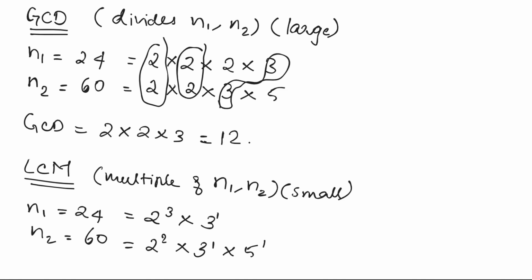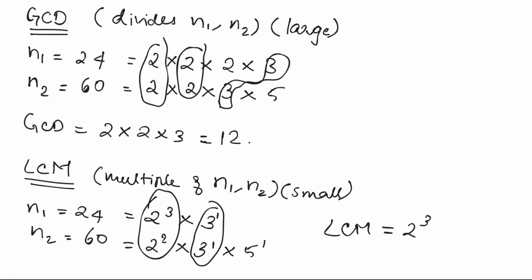Okay, so comparing these two, taking the common values and comparing them. So we have 2 common. Now comparing 2 power 3 and 2 power 2, 2 power 3 is greater. So we'll be taking 2 power 3. And comparing 3 power 1 in both, they are equal, so take 3 power 1, and 5 power 1. Here we are not leaving out 5 because it is not common. We will be taking the uncommon values also.